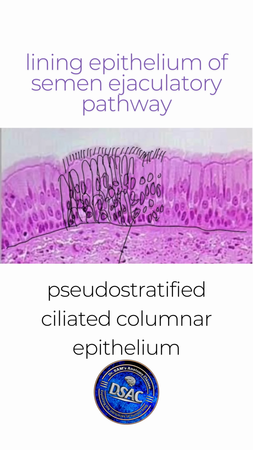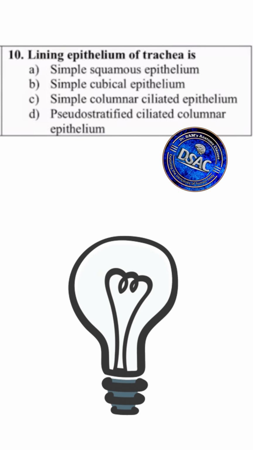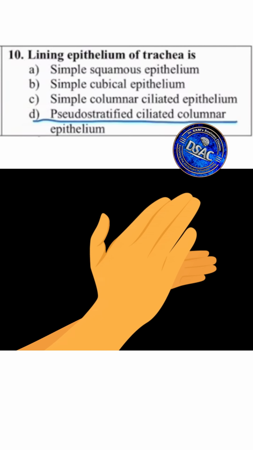One another example of pseudostratified ciliated epithelium you can add here is the pathway of semen ejaculation, right from the epididymis, vas deferens, seminal vesicles, ejaculatory ducts, and even in the membranous and penile urethra you find pseudostratified ciliated columnar epithelium. So the answer to question number 10 is pseudostratified ciliated columnar epithelium.